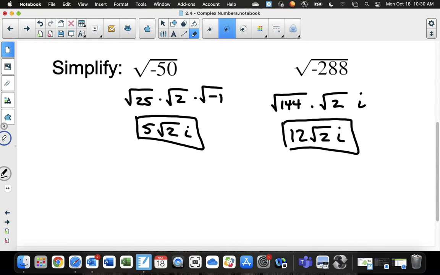12 square root of 2, the only difference is attaching the i because it's the square root of a negative. Let me stop for a second. Any questions on that at all? Yeah, so Tina? Does it matter where you place the i?